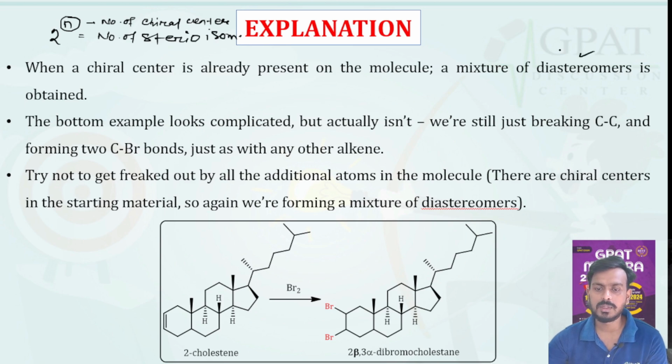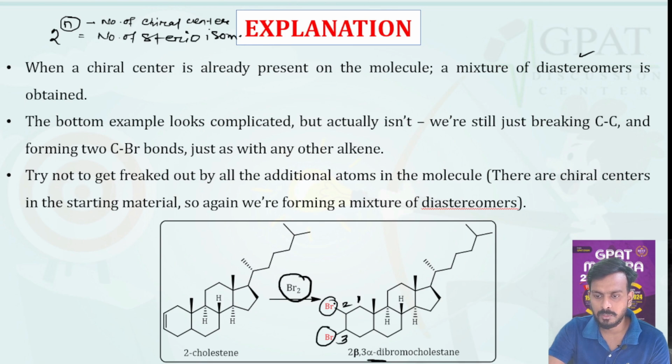Okay, so for example, when this cholesterol reacts with bromine, there will be a formation of 2 beta, 3 alpha dibromo compound. We will start the nomenclature from here: 1, 2, 3. So 2,3 dibromo. The bromine at position 2 is in beta form, and the bromine at position 3 is in alpha form.